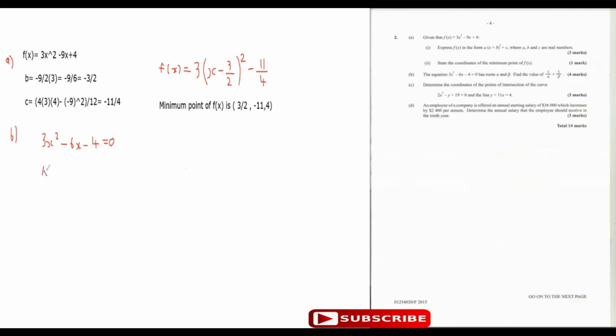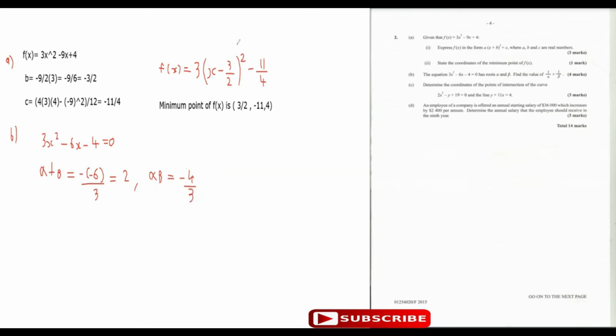If alpha and beta are the roots, then we know that alpha plus beta is going to be equal to minus b over a. So alpha plus beta is going to be equal to minus minus 6, divided by 3. And so alpha plus beta is 2. Next we need alpha beta. Now alpha beta is going to be equal to c over a. So alpha beta is minus 4 over 3.